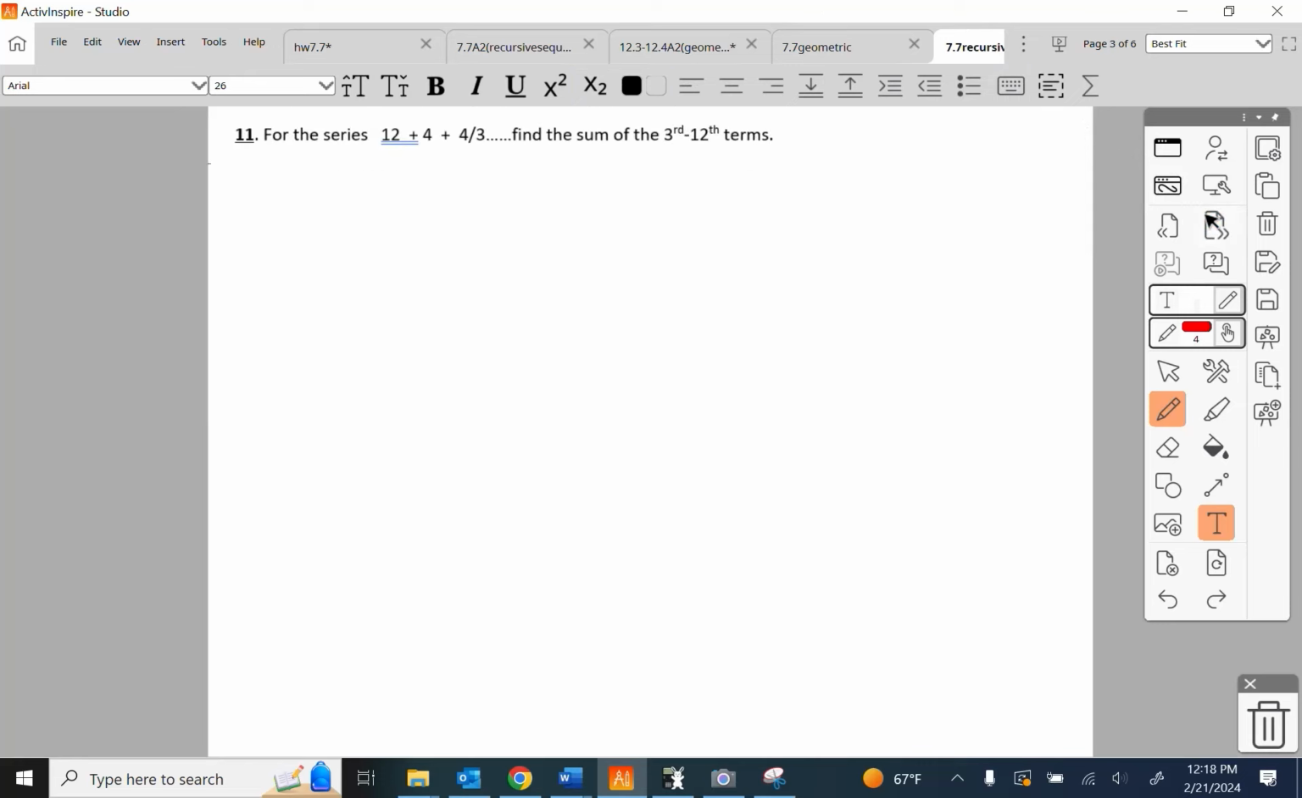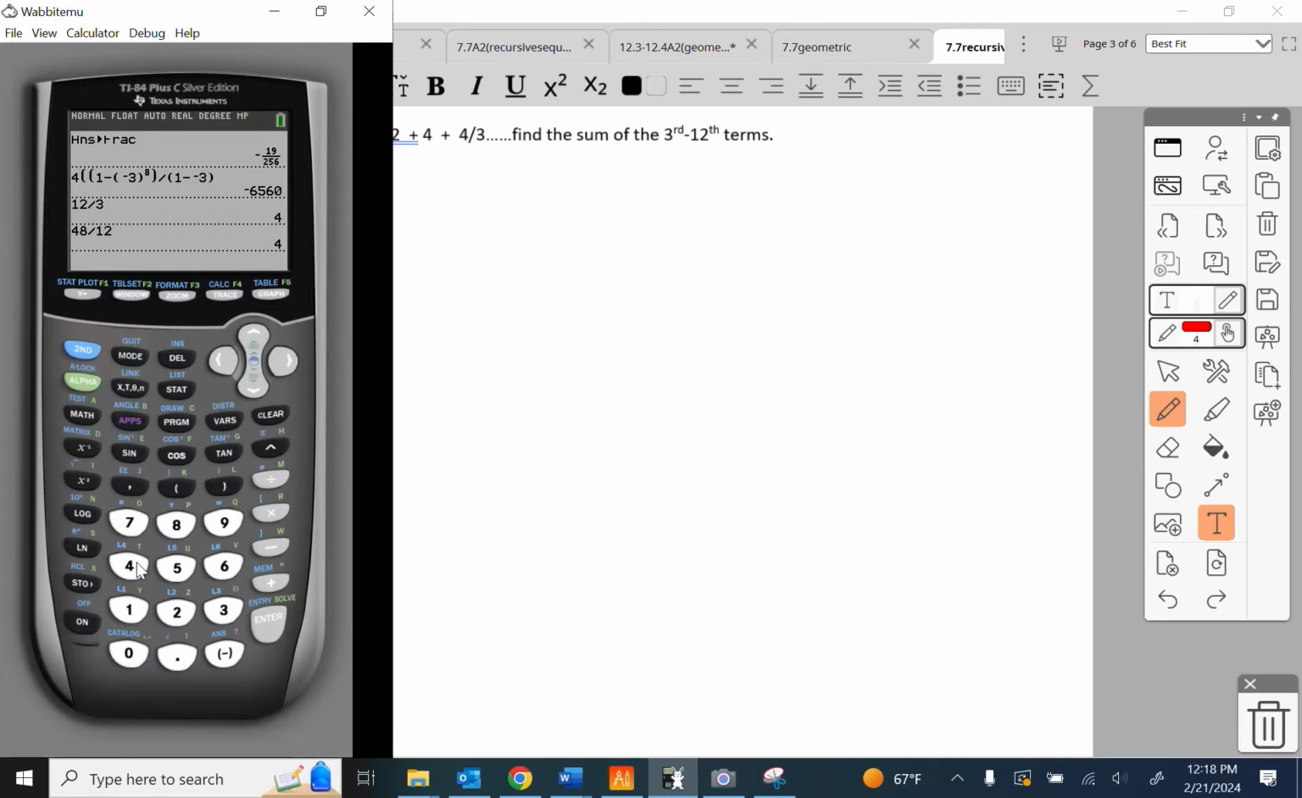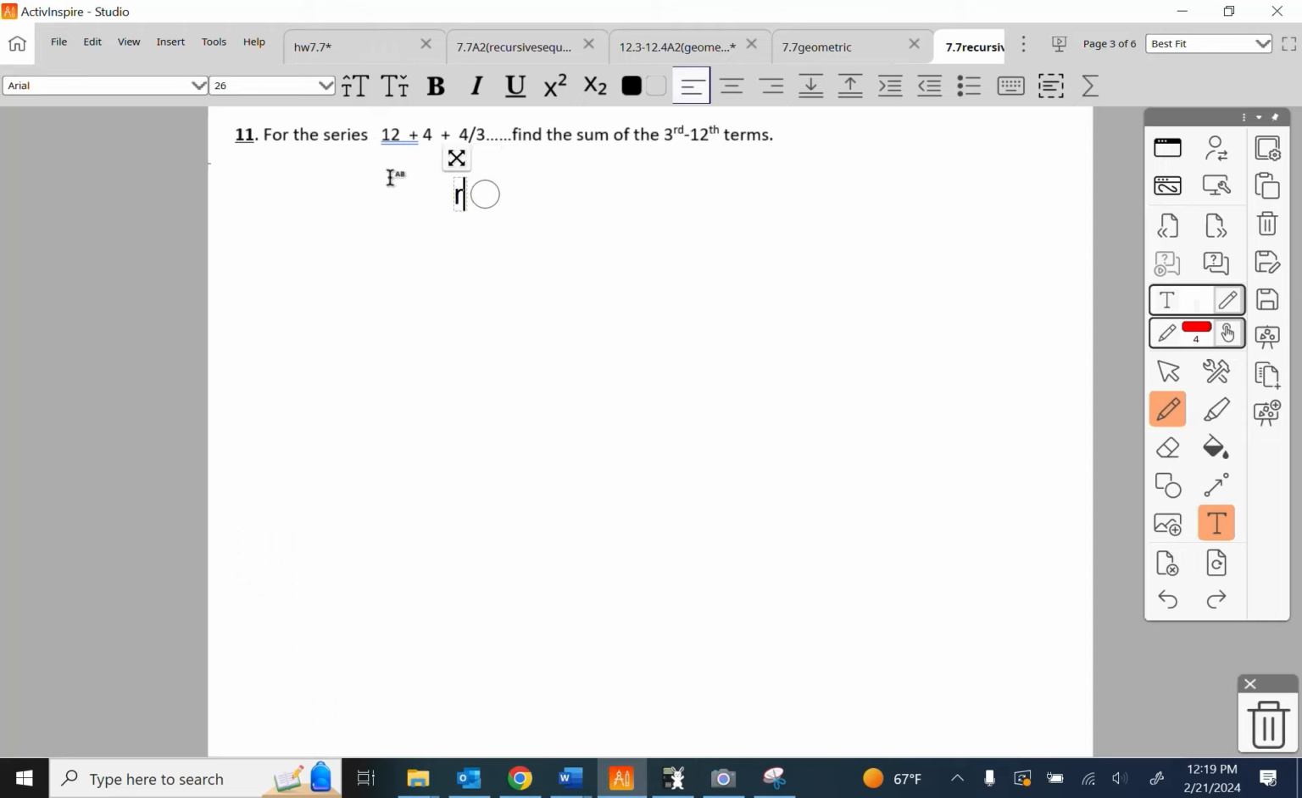All right, for the series 12 plus 4 plus 4/3, find the sum of the 3rd through 12th terms. Now, I notice if I look at the numbers, that 4 over 12 happens to be 1/3. I also know that 4/3, which is the last term, over 4 happens to be 1/3. So again, I have a ratio of a third. And this tells me it's geometric.